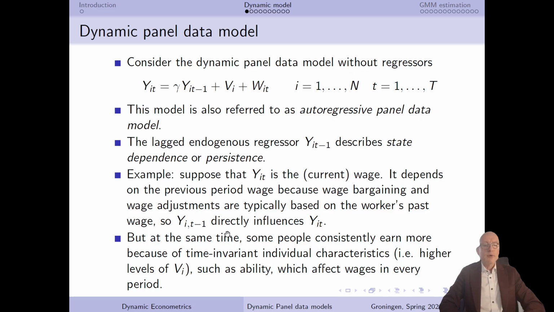You should, however, realize that at the same time, some people consistently earn more because of time invariant individual characteristics. That means a higher level of this v_i that we have over here. We can think of that as abilities, just some talents that make you more productive and therefore having a higher wage, more in demand, in fact, with respect to your employer.